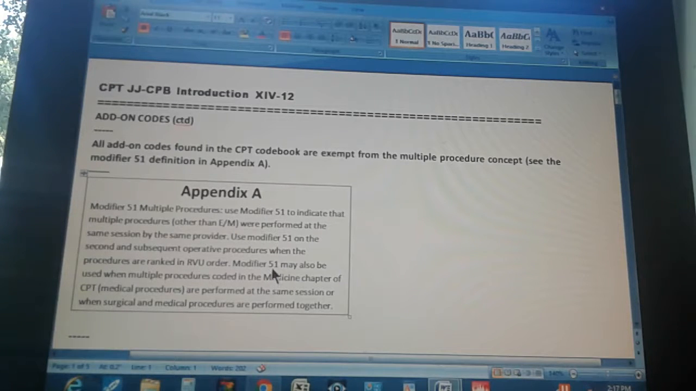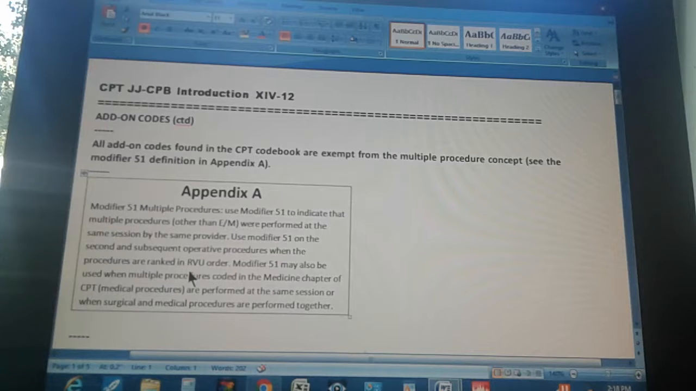And let's read what the modifier 51 is. Modifier 51 for multiple procedures. Use modifier 51 to indicate that multiple procedures other than evaluation and management were performed at the same session by the same provider. Use modifier 51 on the second and subsequent operating procedures when the procedures are ranked in RVU order, which is relative value unit order, right? Yes. That's for coding purposes. It means the most expensive first.